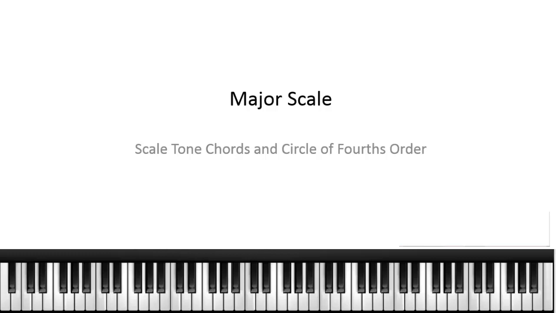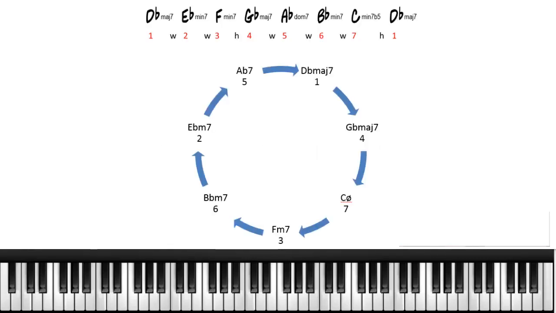Okay, let's take a look at the major scale and the scale tone chords in the circle of fourths order. The scale for the song that we are working on, I Surrender All, is in the key of D flat. So D flat is 1, E flat 2, F 3, G flat 4, A flat 5, B flat 6, C 7, and then you're back to D flat.